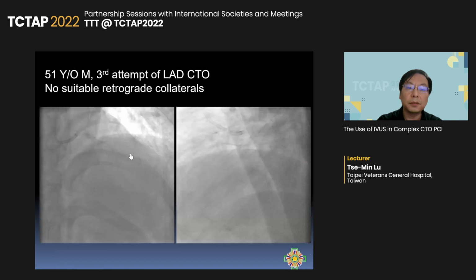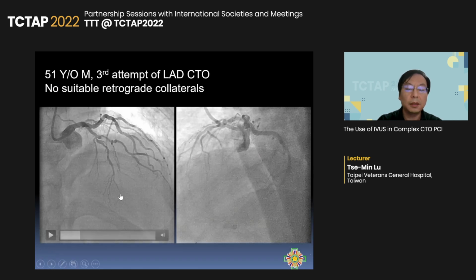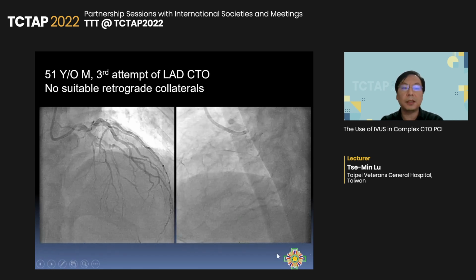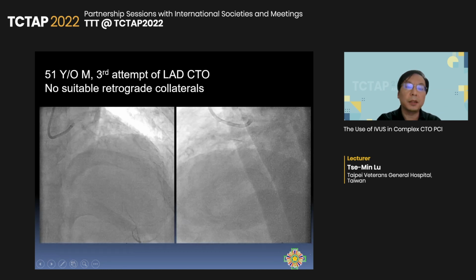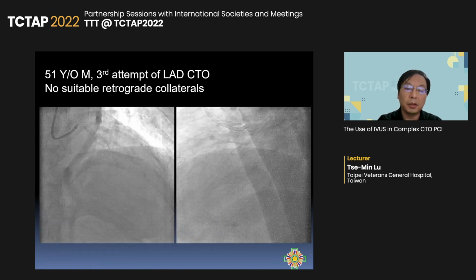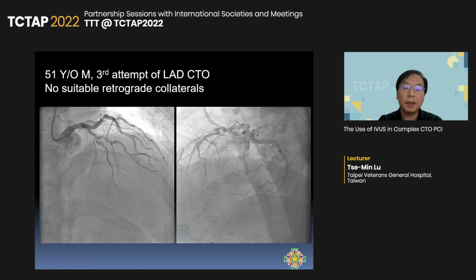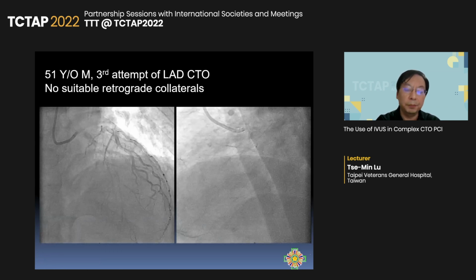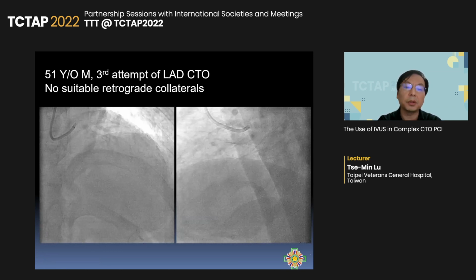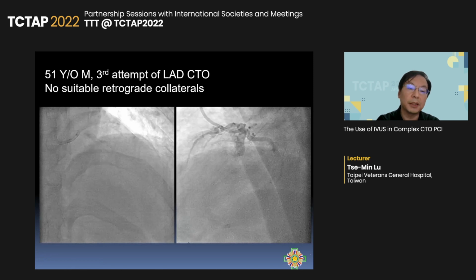And this is the first case. This case is a 51-year-old male, and he has undergone two failed PCIs before. And we can see that the LAD middle is totally occluded with a residual dissection here.